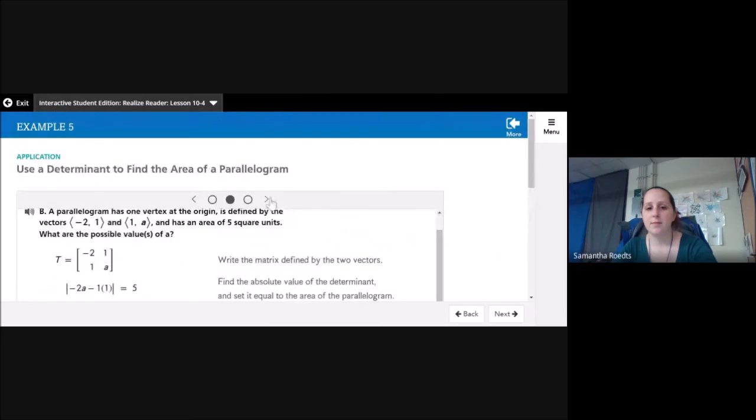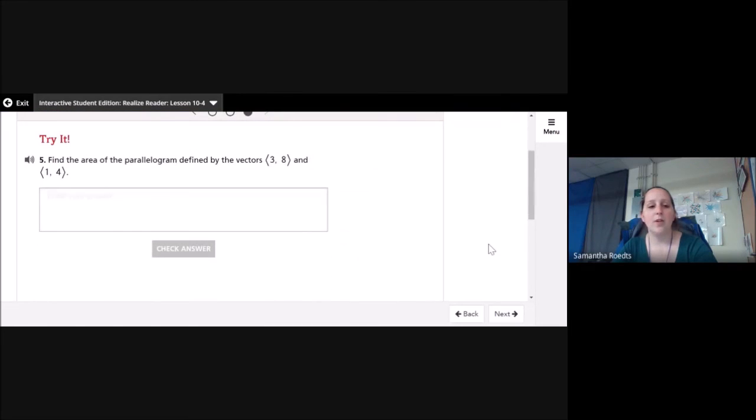All right, let's try it. Find the area of the parallelogram defined by the vectors 3, 8, and 1, 4. So again, I'm going to make a matrix T. I'm going to find my determinant of T, which is 3 times 4 minus 8 times 1. Of course, this is still the absolute value. I have 12 minus 8 equals 4. So the area of the parallelogram is 4 square units.